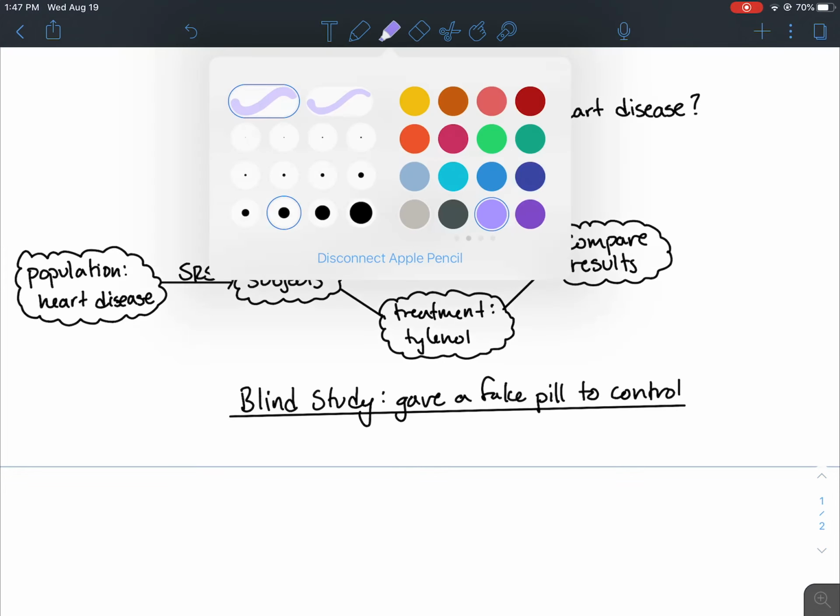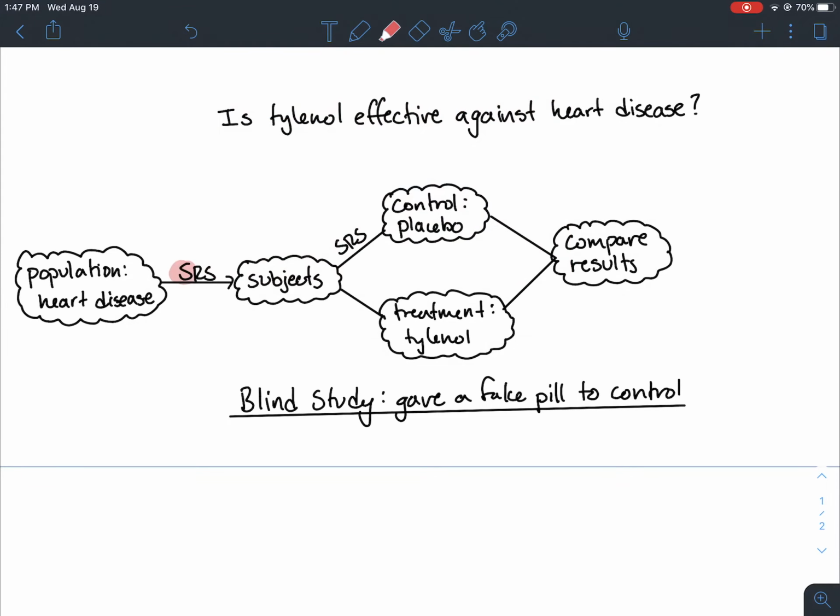So we really want to make sure that we're understanding here that, again, we have randomized groups that are chosen for the subjects, and then they're placed into control and treatment at random. We have a control group here. They're getting the placebo, and we're getting a treatment group here. And again, this is a blind study, so nobody knows what pill they got.